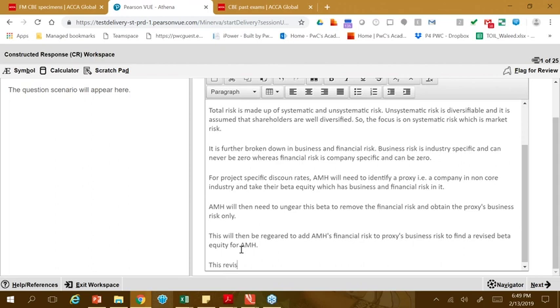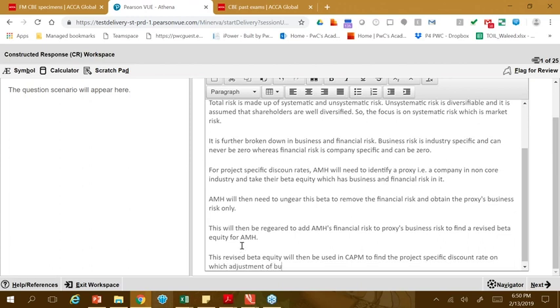This revised beta equity will then be used in CAPM to find the project specific discount rate on which adjustment of business risk has been made, and that is it.